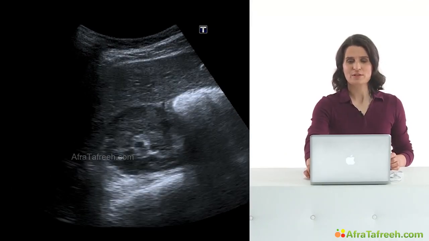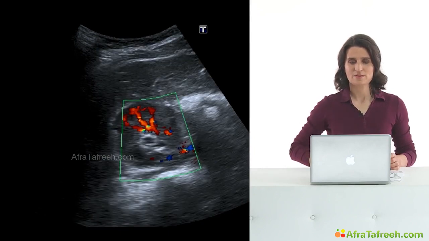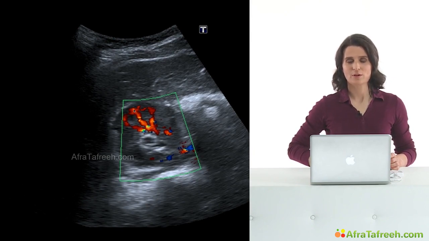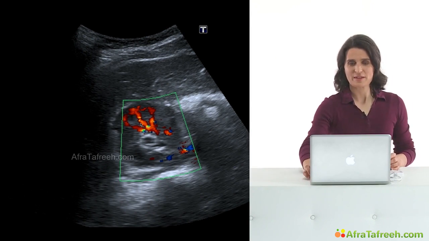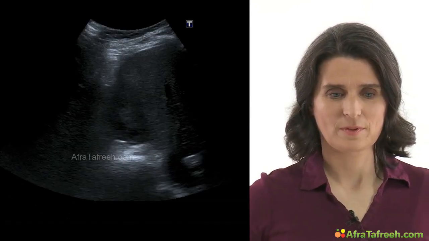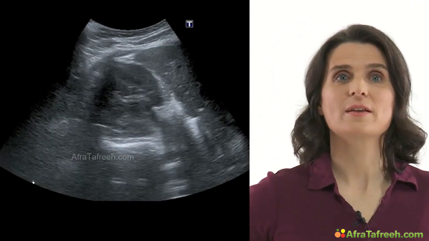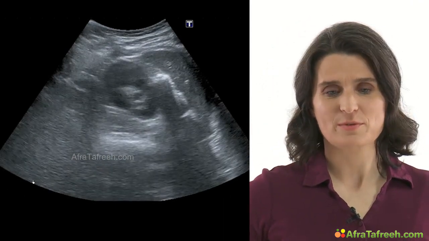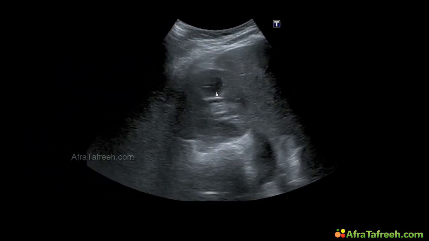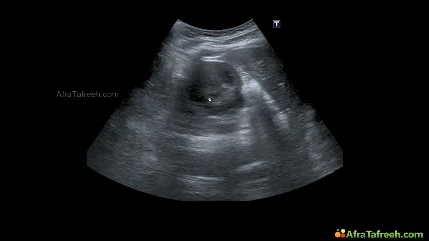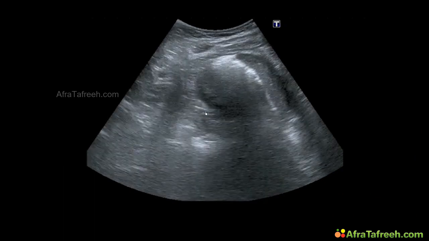Another picture of a transverse view of the right kidney. And here we can see a Doppler signal of the renal arterial vessels. Now a video clip where we scan through the right kidney in a transverse plane. The lower pole, the upper pole over here, see renal pelvis and parenchyma over here. Transverse view of the right kidney.